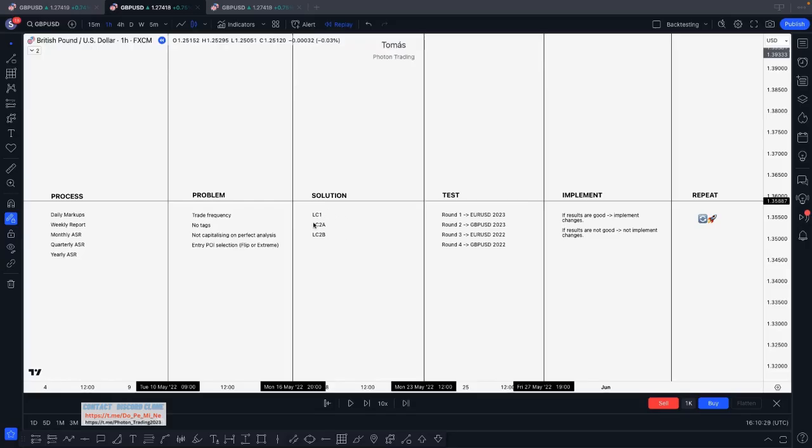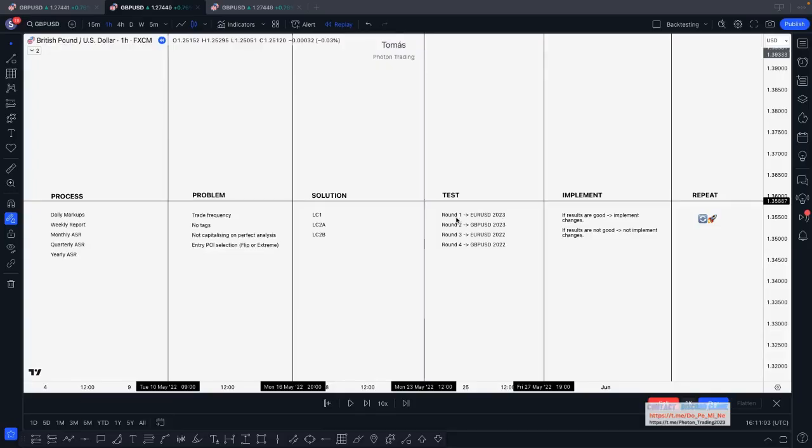So how I came to this conclusion: I basically did round one, Euro USD 2023. Round two, GU 2023, then round three, Euro Dollar 2022, and round four, GU 2022. Ideally you want to start with 2022 and finish with 2023 because it's more recent. But I just did the opposite, and it's not a massive difference. If I was going to start over, I would start with 2022 and then go to 2023.